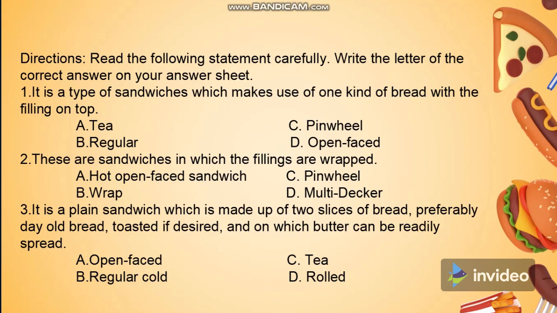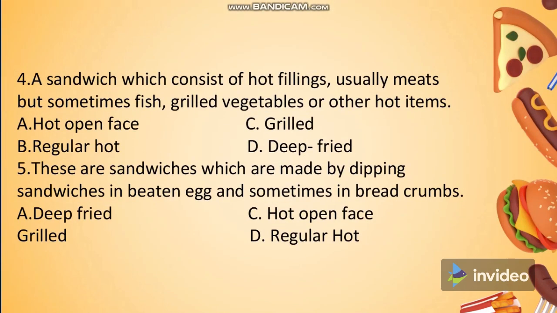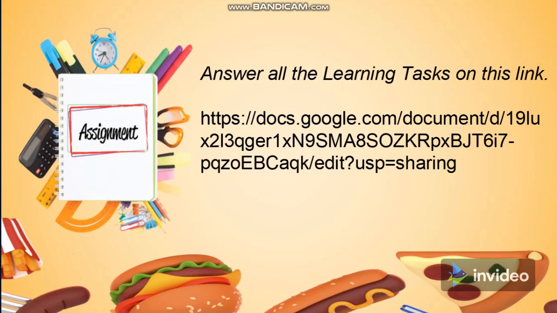Number 3. It is a plain sandwich which is made up of 2 slices of bread, preferably day-old bread, toasted if desired, and on which butter can be readily spread. Number 4. A sandwich which consists of hot fillings, usually meats but sometimes fish, grilled vegetables, or other hot items. 5. These are sandwiches which are made by dipping sandwiches in beaten egg and sometimes in breadcrumbs. For your activity, answer all the learning tasks on this link.